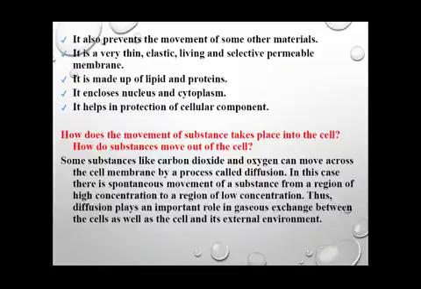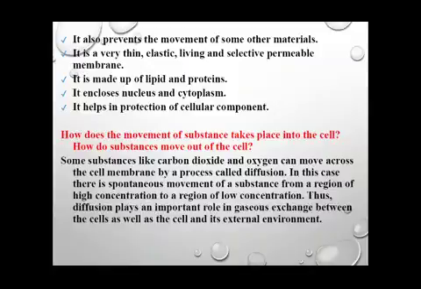So now the next question comes: how does the movement of these substances take place into the cell, how do the exit and entry of these substances take place? How do the substances move out and how do the substances move into the cell? Certain substances like carbon dioxide and oxygen, that is some gases, move across the plasma membrane by a process of diffusion.